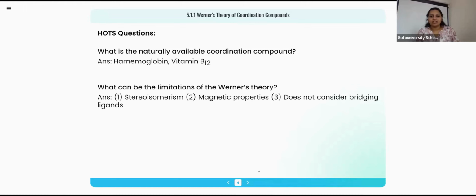Okay, so these are the importance of coordination compounds. The first theory regarding coordination compounds is Werner's theory, as I told you before, but it has different limitations. First, it does not explain anything about stereoisomerism. It does not explain the magnetic property, and it does not consider the bridging ligands. These are the different limitations of Werner's coordination theory.